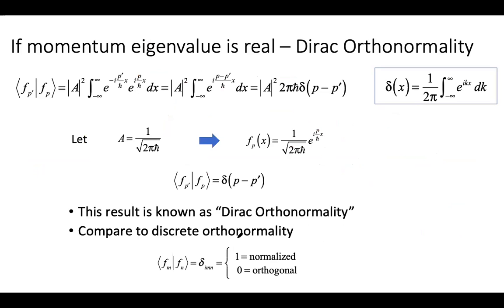All right, well, I guess I want to prove a couple things. I guess if the momentum eigenvalue is real, we get this thing called Dirac orthonormality, and I just want to talk about what that means. We said this is all predicated on the eigenvalue being real, and I just want to take the inner product of that wave function we just solved for with a wave function at another momentum.